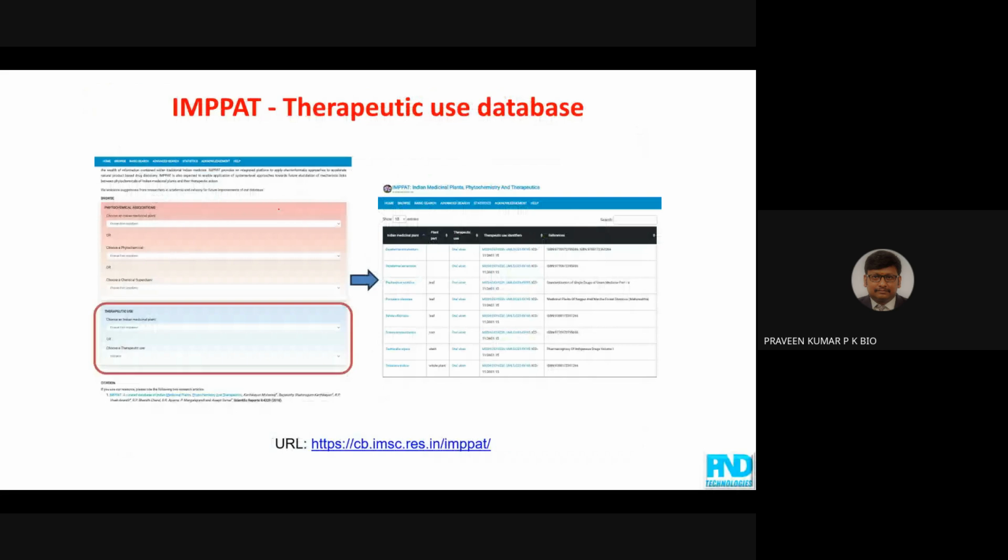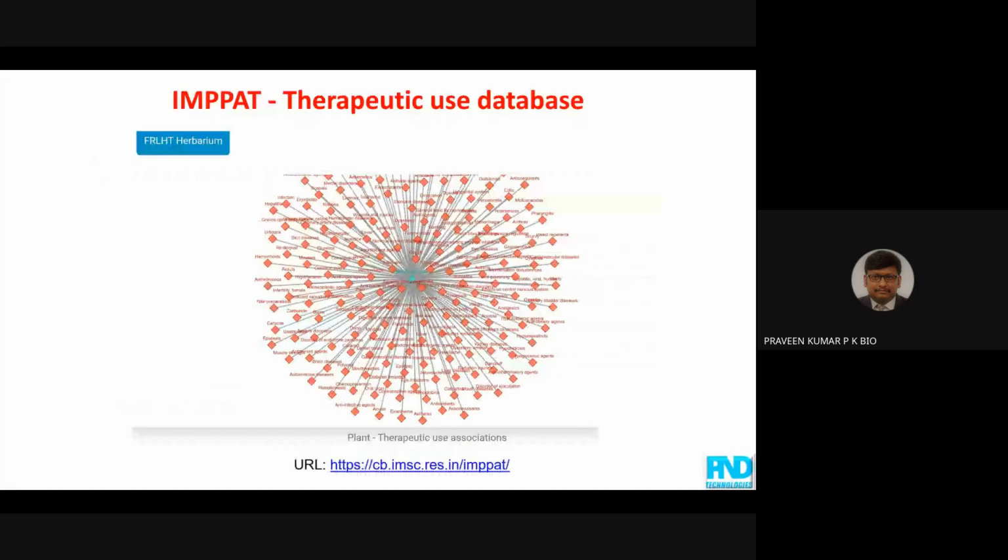Okay, and if you see this database called IMPPAT, this is India's developed database for plant molecules. If you want to check about the drugs from the plant based source, this is the largest database developed by India, an indigenous database called IMPPAT. Okay, and that's the URL. And even in IMPPAT, we can find this kind of networks. Okay, like how a plant is associated with treatment of various diseases.